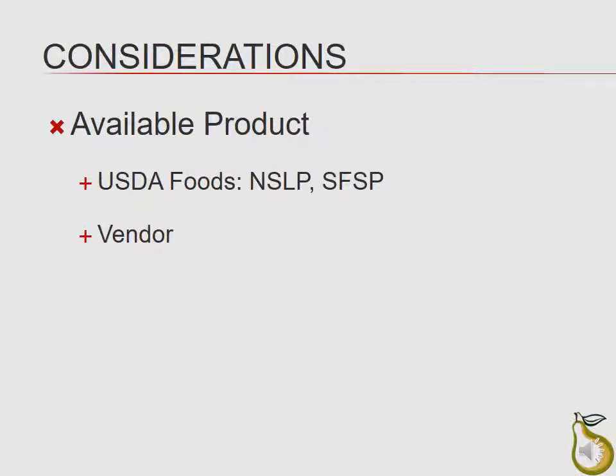Available product. Think about what product is available to you. What can you get from your distributor, from USDA foods, from local farms or processors, from the local grocery store, etc.? Does availability of certain products vary season to season?